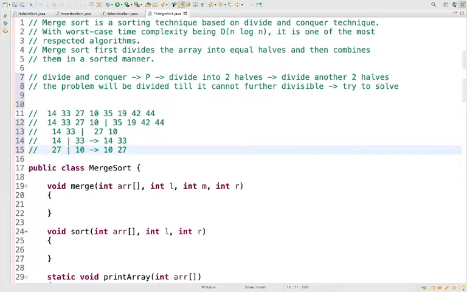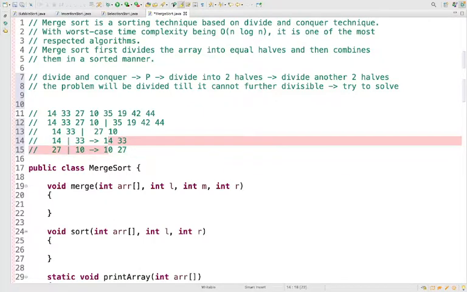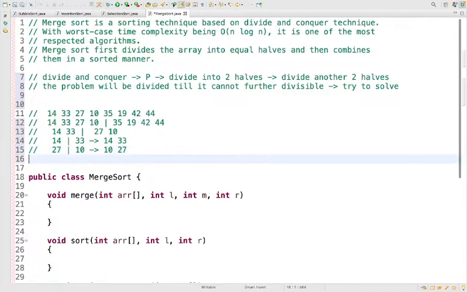Now these two problems, 10 27, are in sorted order, and 14 30 is also in sorted order. Now we have to merge these two. After merging, for here it will be 10 and 27, and when you merge them it will be 10 14 27 and 33. This is how it's going to merge.